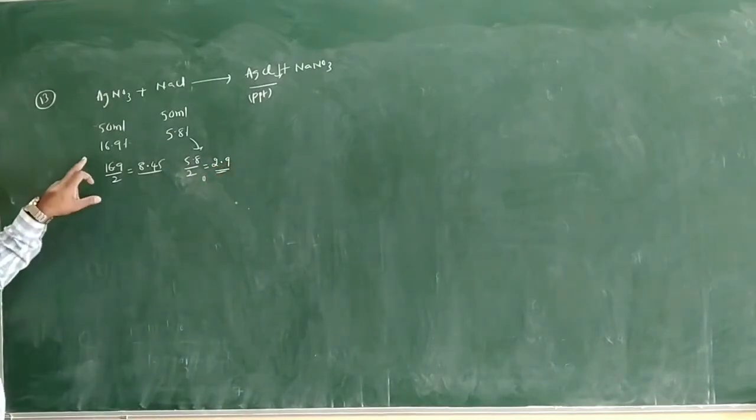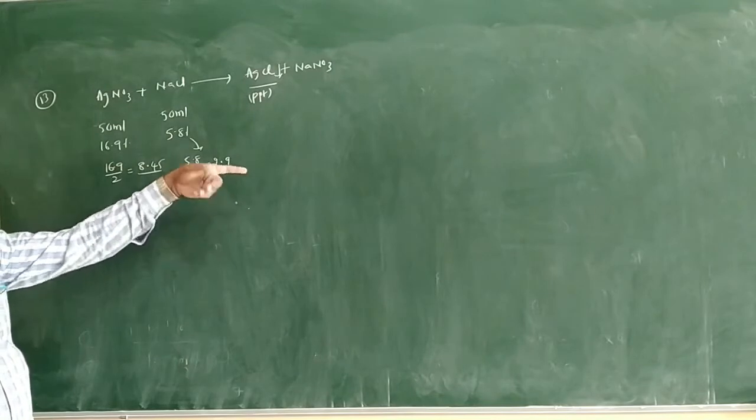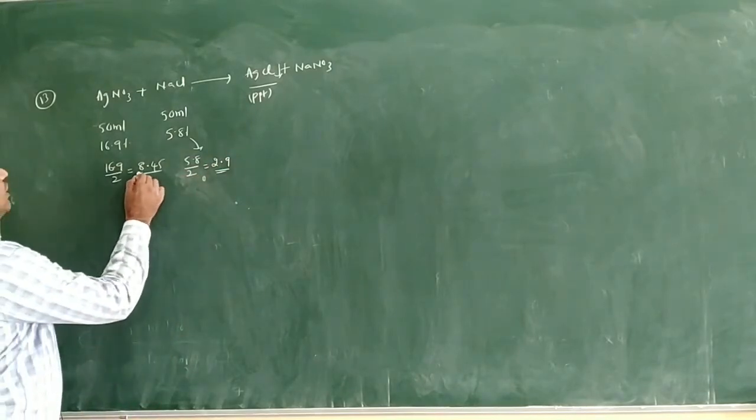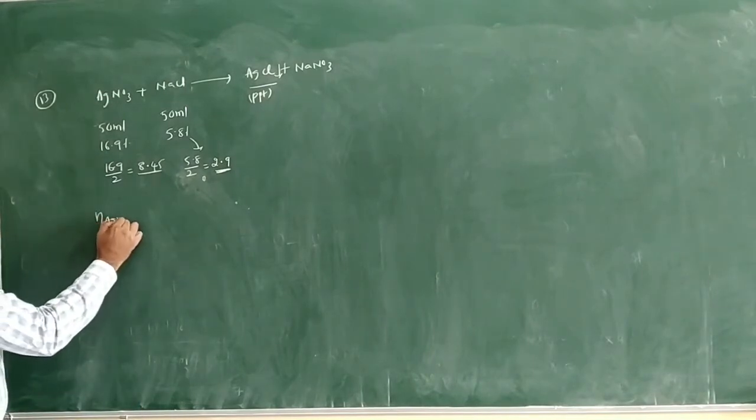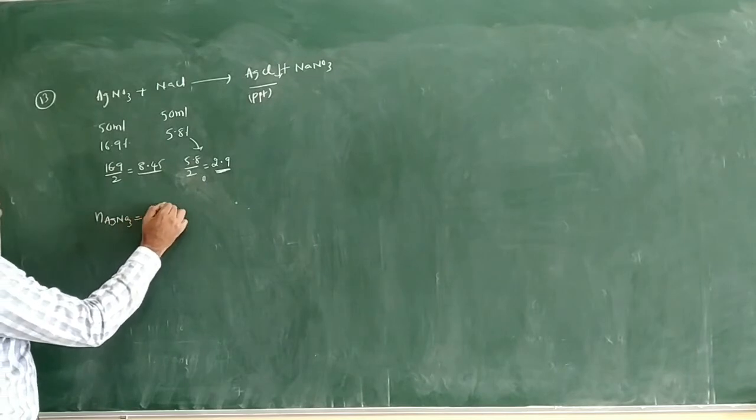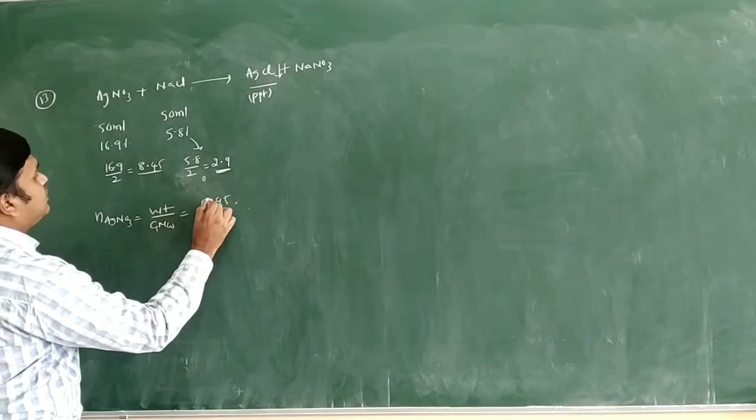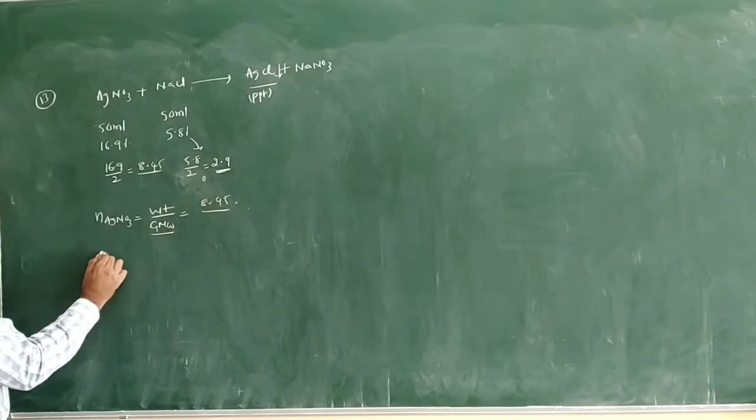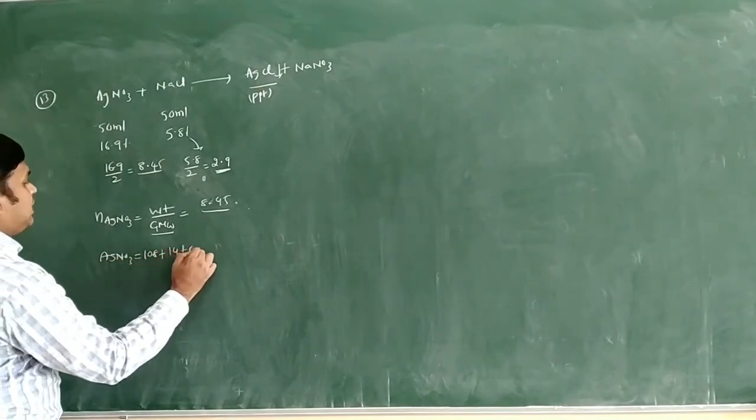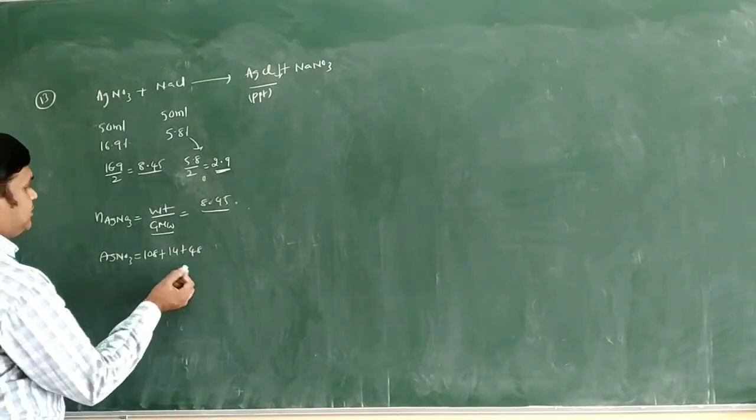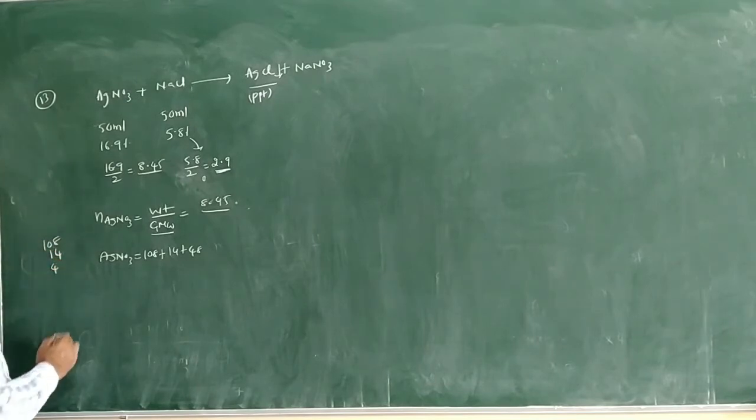For 100 ml 16.9. For 50 ml how much? 8.45. For 100 ml 5.8. For 50 ml how much here? 2.9 you will get. So this is what? This is weight of AgNO3. This is weight of NaCl only. From this I want to find out here the number of moles of AgNO3. That means we will write here weight by gram molecular weight. This is 8.45 by gram molecular weight of AgNO3. AgNO3 you will get here 108 plus 14 plus how much here? 48 you will get. This is 108 and this is 14 and 48 we have.